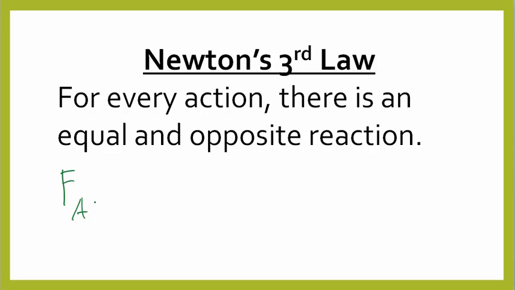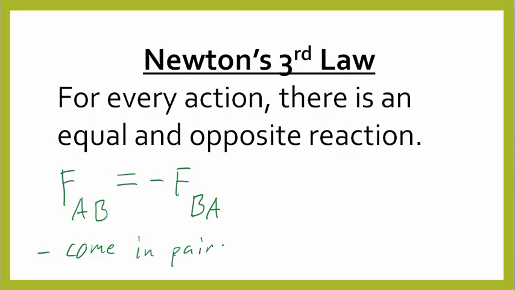And we can write this as the force from object A pushing on object B, or pulling, is equal to the negative force of object B pushing back on object A. So equal and opposite, given by the negative sign, right? This is a way of expressing that forces always come in pairs. You can never exert a force on something without that something exerting a force back on you, or vice versa. If it exerts a force on you, you're going to exert a force back on it.